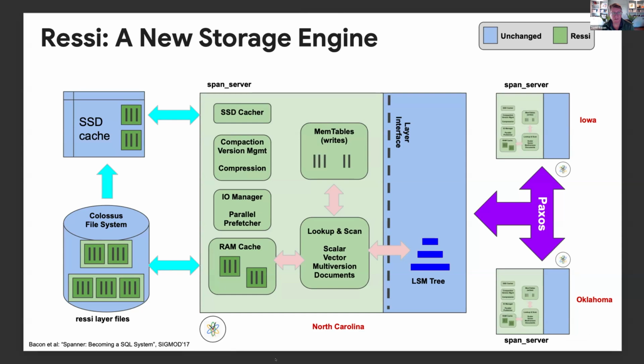So with Ressi, which is the name of the new storage engine, we basically, approximately speaking, replaced everything below the layer interface. So that includes the file format, compaction, compression, I/O management, the block cache, the so-called access methods, and what we call memtables, which are basically the write buffers.